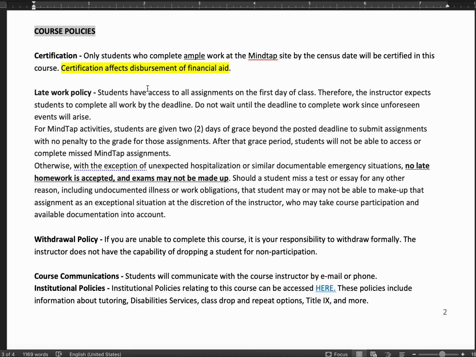So in order for you to be considered present in the class, you need to do a significant amount of work. For me, that means that you need to sign up to MindTap by the 4th day of class. And you need to do some of the work, and you'll see when we see the calendar the work that you have to do. But in order for you to be considered present by the 4th day of classes, you need to at least sign up to MindTap.